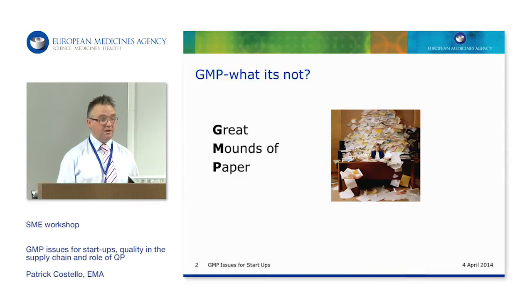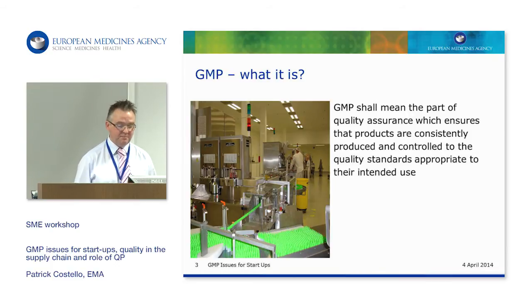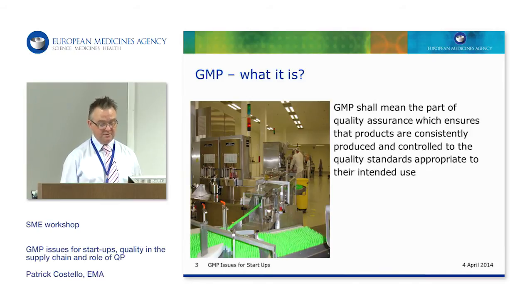So GMP, what it's not. From an inspector's point of view, we always know that GMP stands for good manufacturing practice. A lot of the companies that we regulate certainly reference the great mounds of paper that we seem to request companies to have, and that also seems to then go across to our assessment colleagues who require an awful lot of documentation from you. But really, the technical term is: GMP shall mean that part of quality assurance which ensures that products are consistently produced and controlled to quality standards appropriate to their intended use.